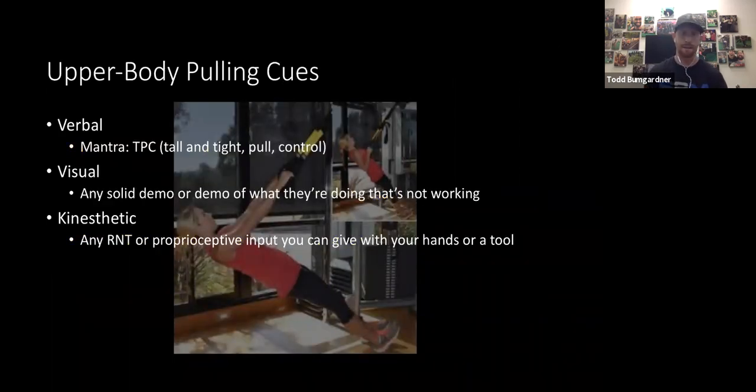The biggest thing is, not the biggest thing, but one of the big mistakes that people make is they lower the weight too fast when they're rowing, and they just rush through it and they lose control. So we want to get tall and tight, we want to pull, and we want to control on the way down. And those are the big things with rowing that we see.